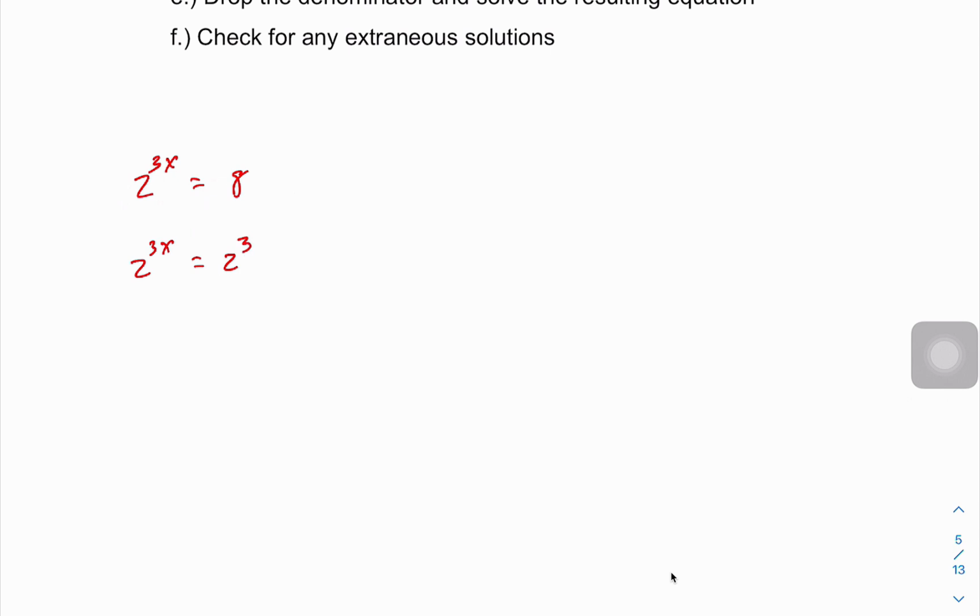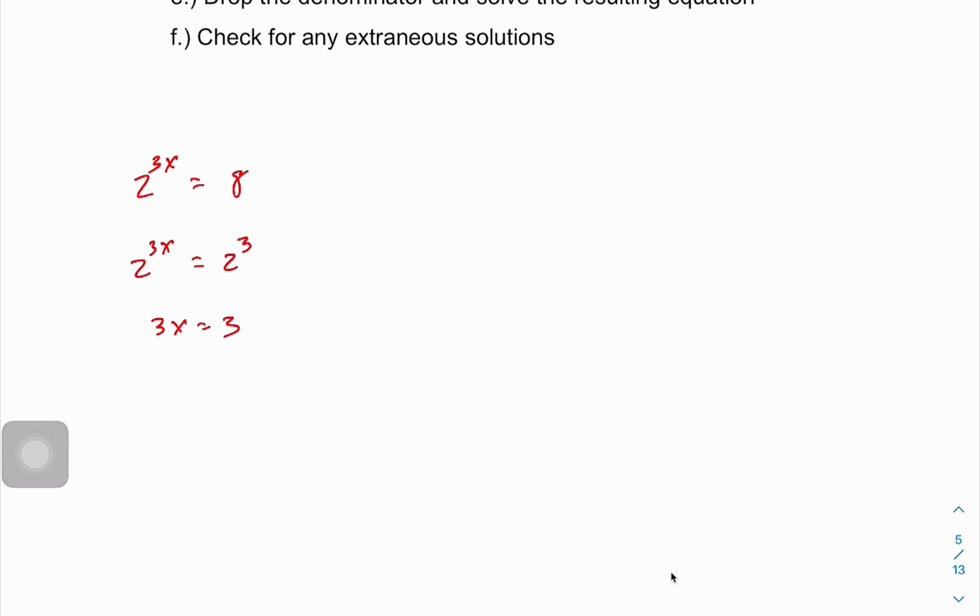Now, what can I do? Now that you have the same bases, refresh my memory here. Help me out. Just set them equal. Now I don't really care the fact that these are base 2. The bases are already equal, so at this point before, we just said, all right, now let's just focus on 3x equaling 3 and solve from there.